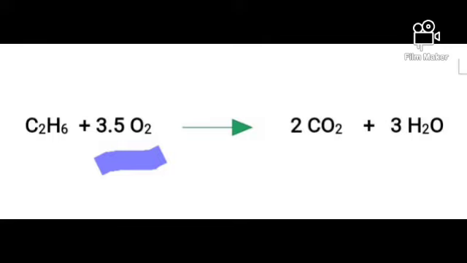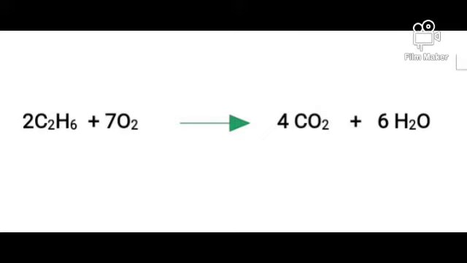You will see that we have now multiplied everything by 2. 2 has now appeared in front of C2H6. Now 3.5 has become 7. The 2 that was in front of CO2 has now become 4. The 3 that was in front of H2O has now become 6. At this point, this equation is balanced well enough. Count all the elements. You will see that they are all the same on all sides.